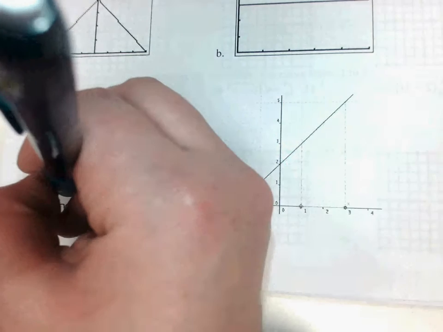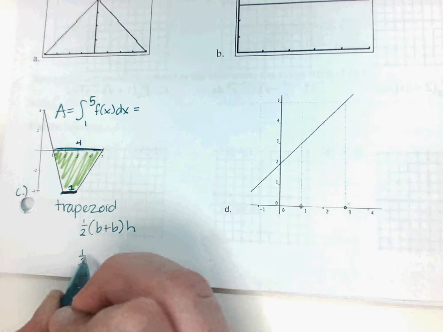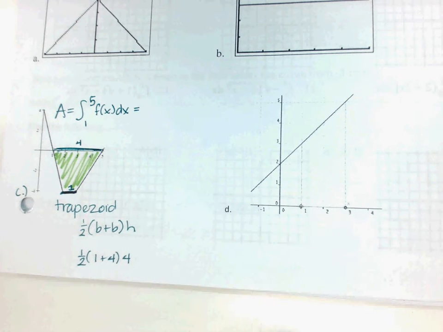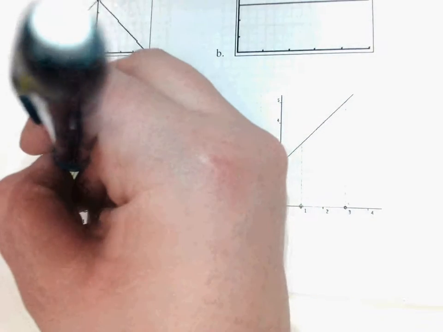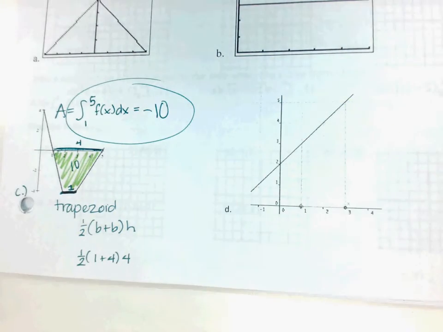So this one is 4. This one is 1. And then how tall is the trapezoid? 4. So it'd be 1/2, 1 plus 4 times the height of 4. 1 plus 4 is 5, 5 times 4 is 20, cut it in half, the area is 10. How much is the integral though? -10. And that's all you're doing down there.